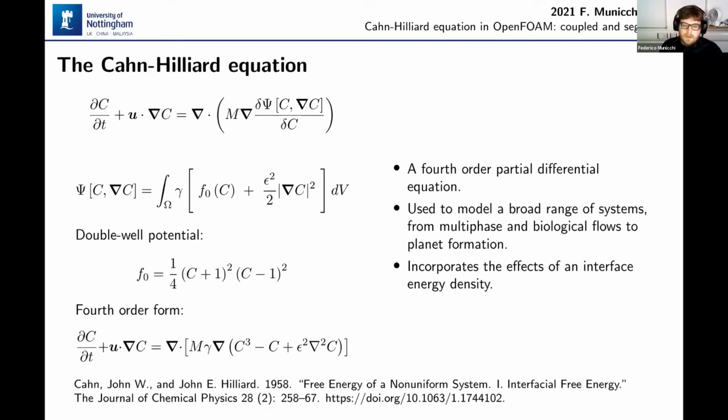So why use the Cahn-Hilliard equation? Well, the Cahn-Hilliard equation can model a wide range of systems. It's been used to model systems in biological applications like cell growth. It's been used in multiphase flows. It's been used for modeling the formation of rings in planets, or the formation of planets and stars. Therefore, it's very versatile, and it incorporates the effects of the interface within the equation for the order parameter. The free energy also contains an energy density related to the interface, a surface energy density if you want, that is minimized by the Cahn-Hilliard equation.